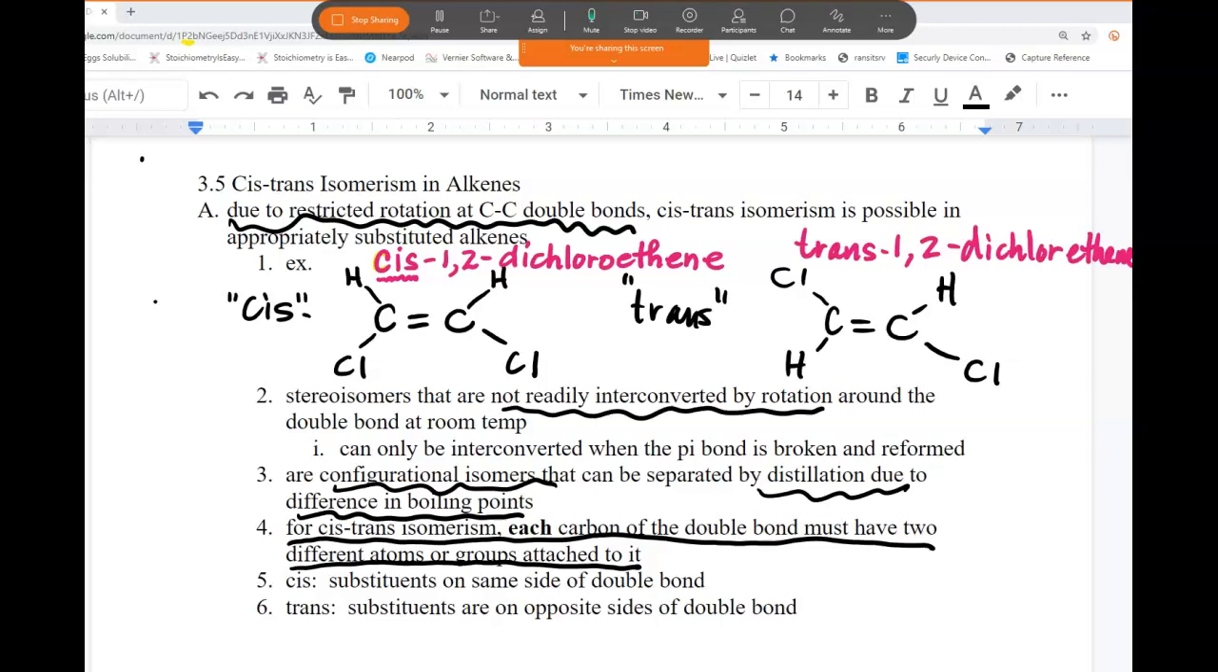I think we're getting really close to the end of our notes for today. Does anybody have a follow-up question on this particular format of naming these two isomers?